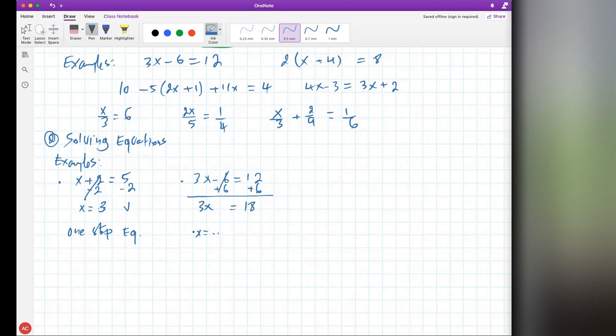We divide 18 by 3. That's right. Divide by 3. So we get 6. And that's basically those two steps to solve this equation.